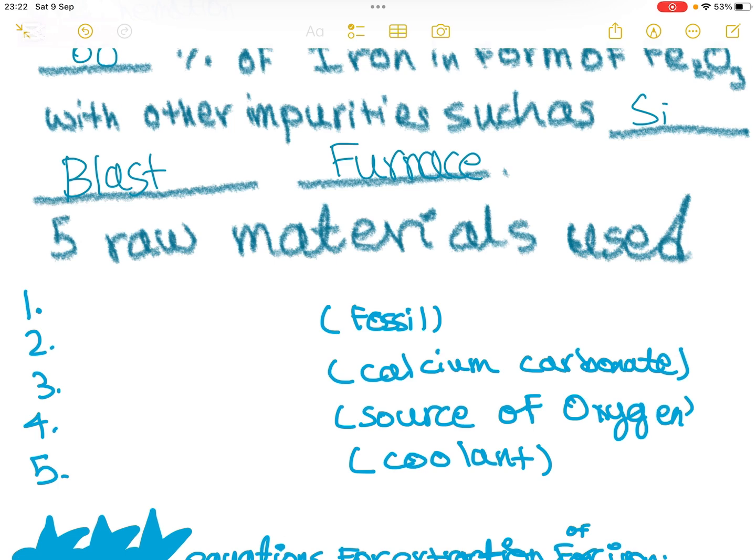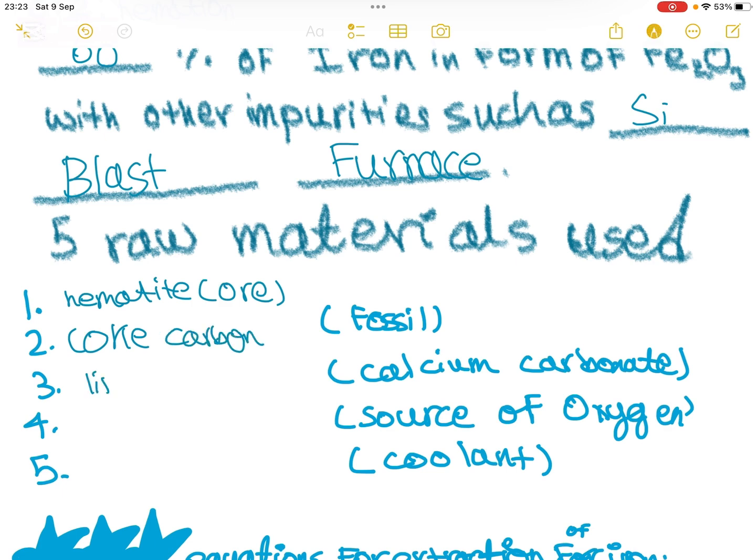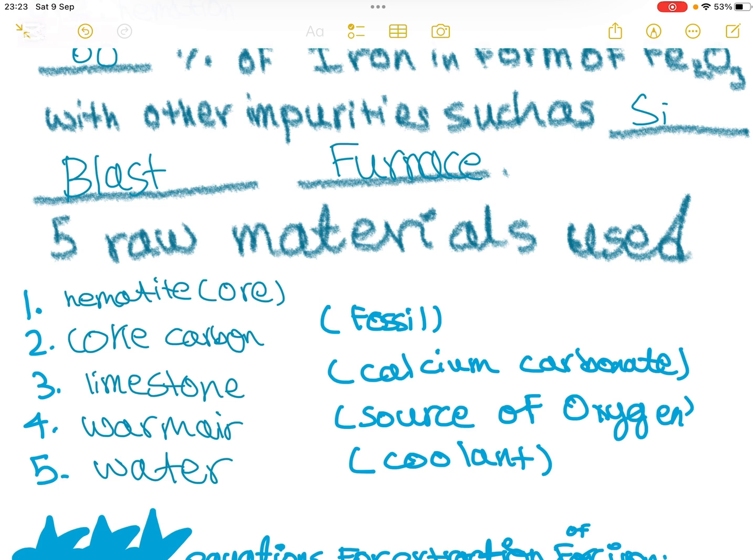So as we can see over here, we have 5 raw materials used, and they're very, very important. We have first the ore, which is the hematite, and we have coke, which is carbon, a fossil fuel. We also have limestone, which is calcium carbonate. We have warm air as a source of oxygen. We also have water as a coolant.